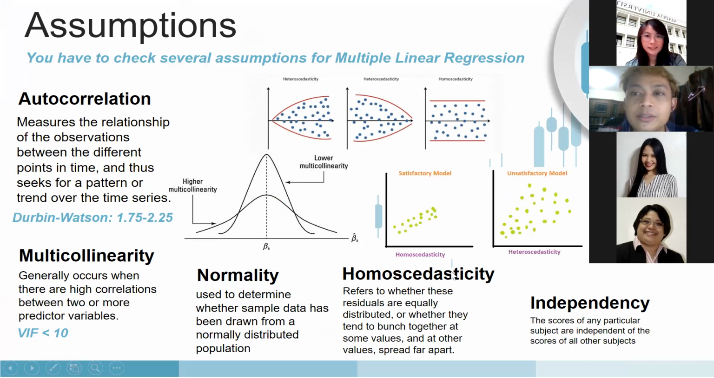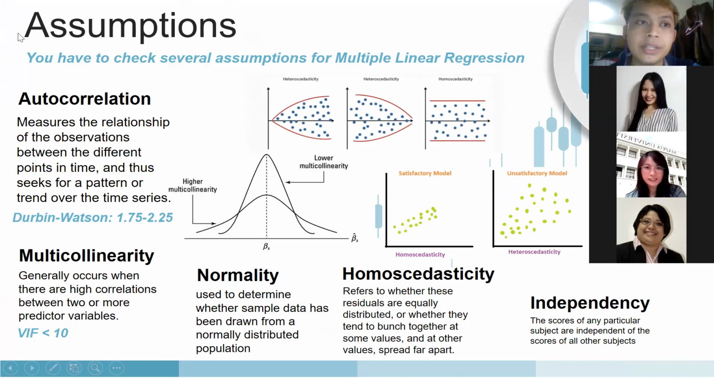Okay, so we go back to the basic assumptions for multiple linear regression. Do not forget that usually when we report multiple linear regression, we report the autocorrelation and then multicollinearity. But for normality, homoscedasticity, and dependency, in general people usually do not report these. But if you would like to show all five, that is also okay.